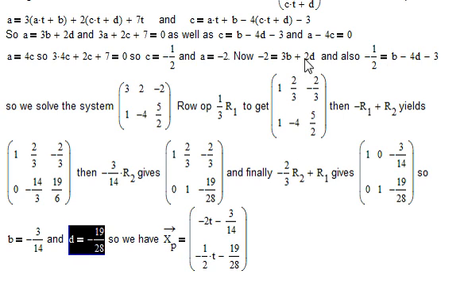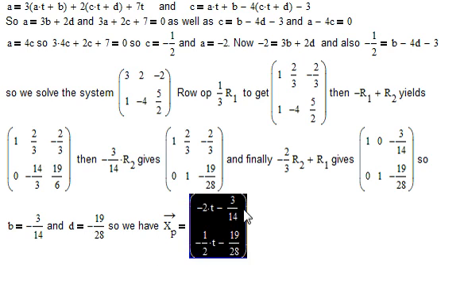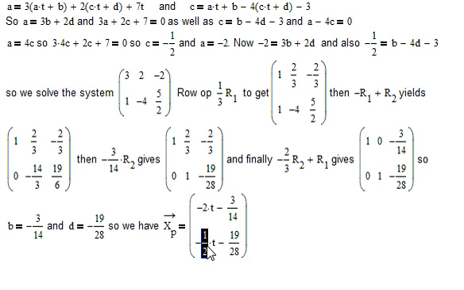Where was it? Here, and we've got our C, and so we've got our xp: a times t minus b, and c times t plus d, which is negative 19/28. So that's it for this lesson.